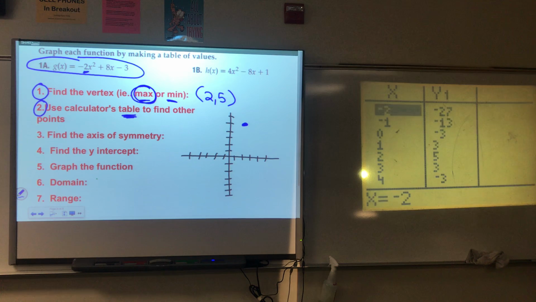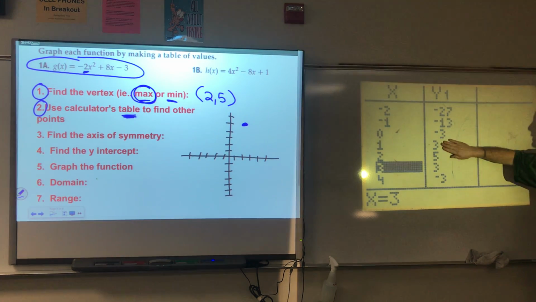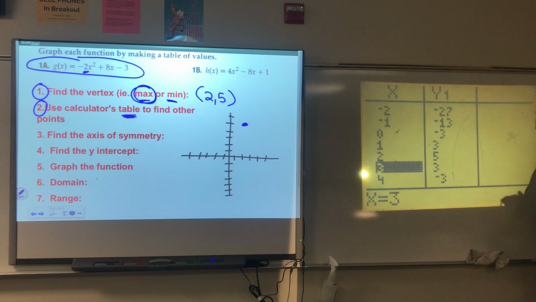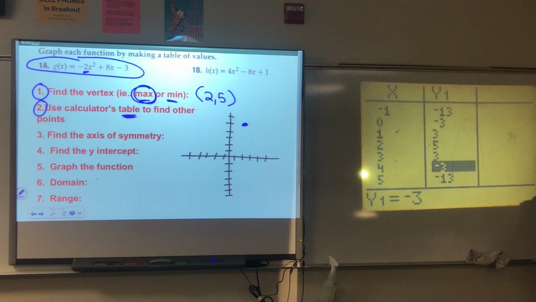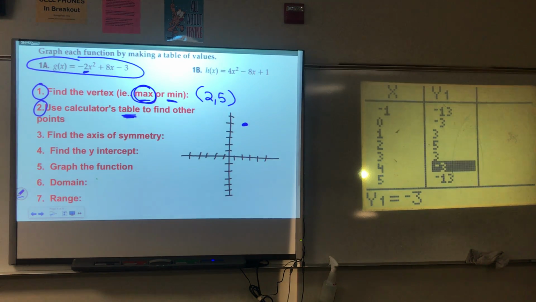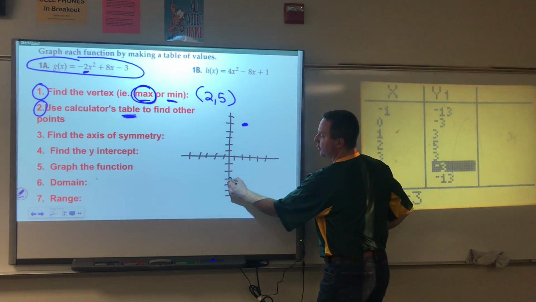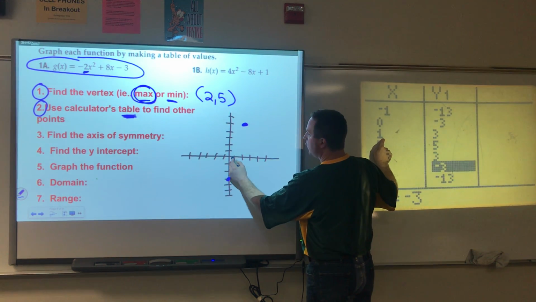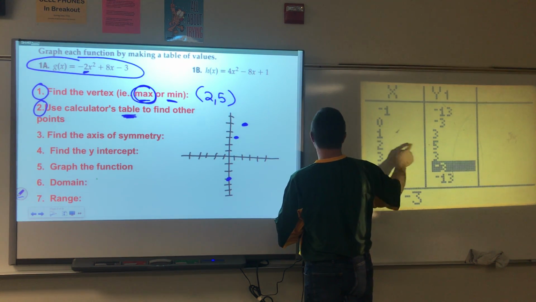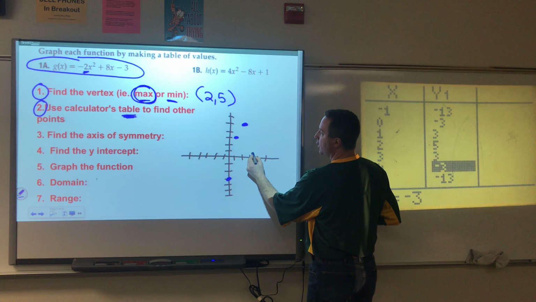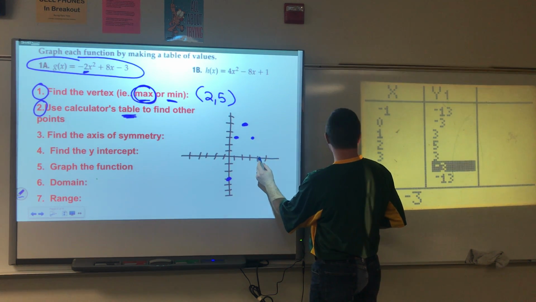If I press second graph, I get to my table. Most of the time the graph paper only goes up to 10 or negative 10, so we're going to mainly focus on the y values that are between negative 10 and positive 10. It mainly looks like 1, 2, 3, 4, 5 points. You don't have to write the table down if you don't want to. We can just copy them right off the calculator. So the point 0, negative 3 is on here. Over 0, down 3. Over 1, up 3. 2, 5 is already on my graph. Over 3, up 3. And over 4, down 3.